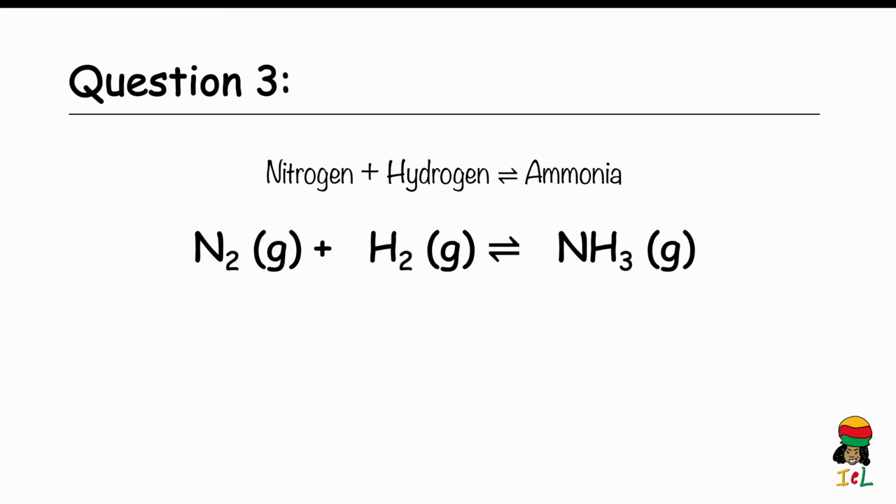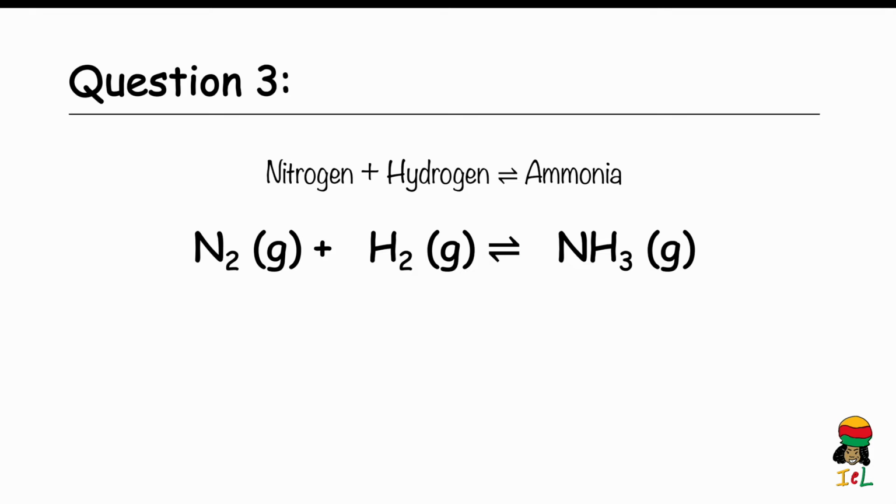Here we have another synthesis reaction or combination reaction in which nitrogen gas reacts with hydrogen gas to produce ammonia gas. As we can see in this reaction, there are reversible arrows. Don't be alarmed by the reversible arrows. We balance the equation just as we have been doing with all the other examples.